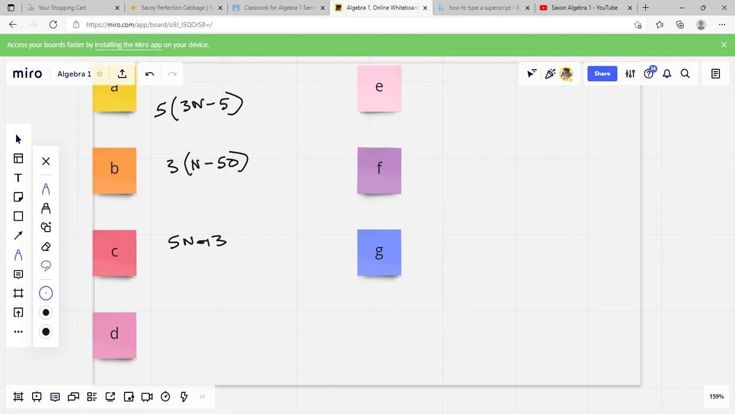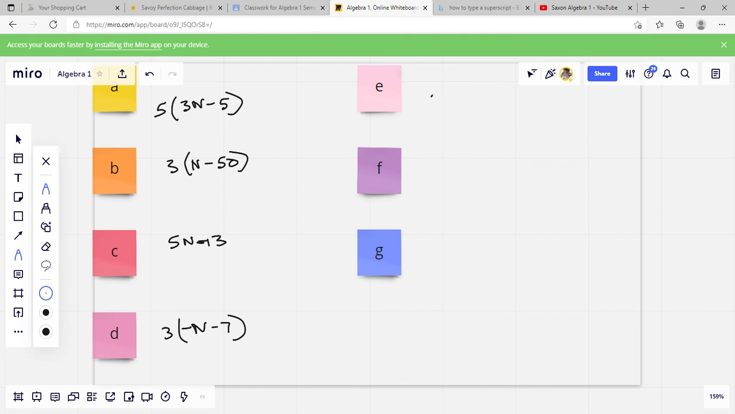And then D, 3 times the sum of the opposite of a number and negative 7. So I'm going to need the sum of the opposite of a number and negative 7, and then I need 3 times that. Those are pretty easy.